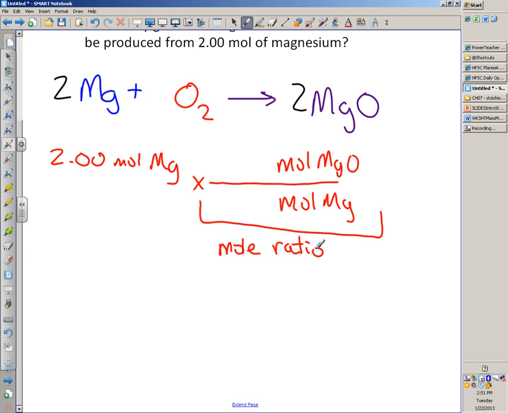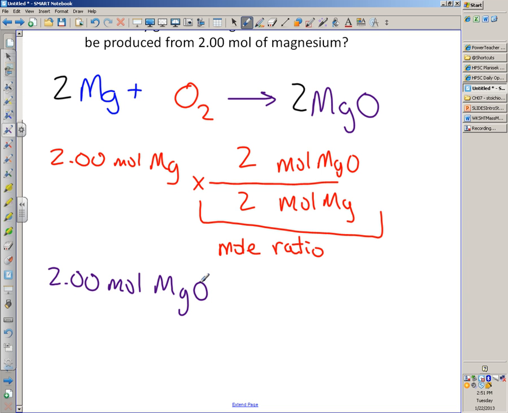So if we look at our equation here, the coefficient in front of magnesium oxide is 2. The coefficient in front of magnesium is 2 as well. That should be a pretty easy calculation for us, yes? And so we end up with 2.00 moles of magnesium oxide. Good there?